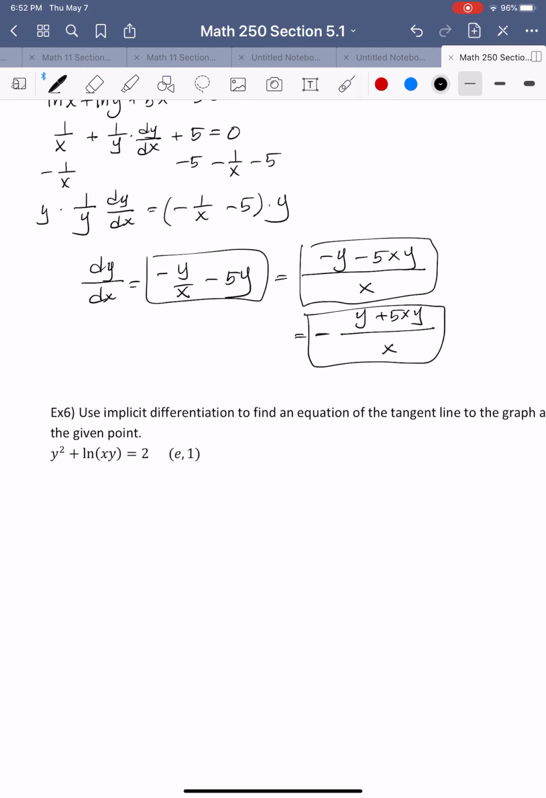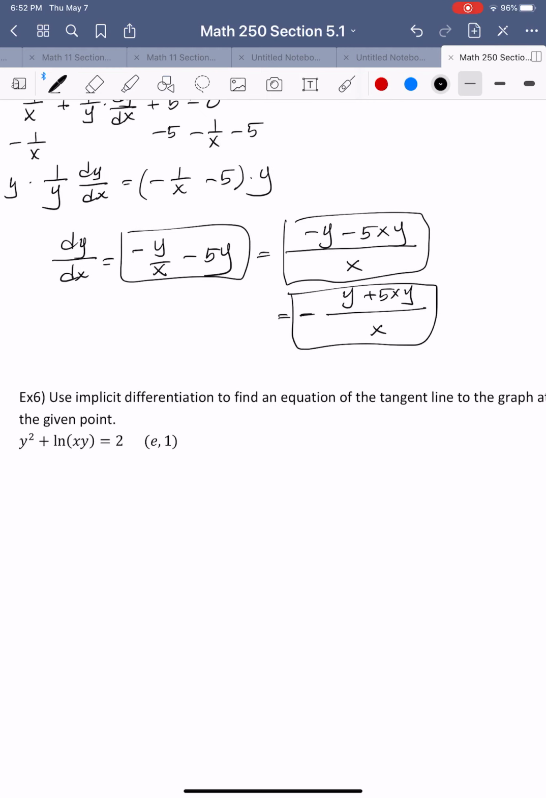So we're going to differentiate in terms of x. So y squared means 2y and chain rule y prime. And then you can split it out, or you can use a quotient. Okay, so product rule this time. So ln, which is xy, the derivative is going to be (xy prime plus y) over xy, which equals 0.